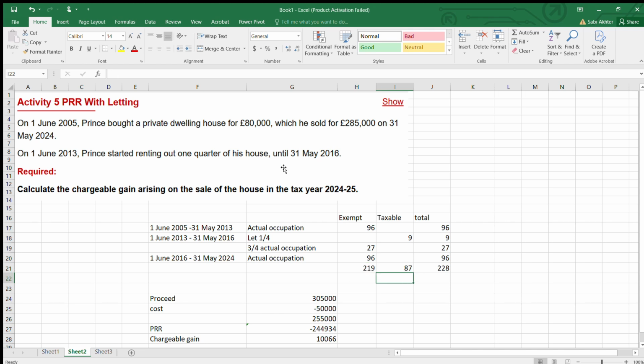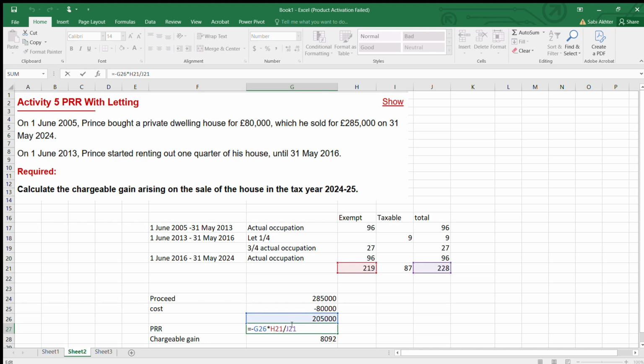Now, it has been sold for 285. Just change the sale proceeds, and the cost is 80,000. And now we have a letting period. Remember, that is additional, but the PR exemption as it is we can deduct. When you're taking the PR exemption, it is the exempt and the total. This part is correct, but it's on the gain. So 196,908, that is your PRR.